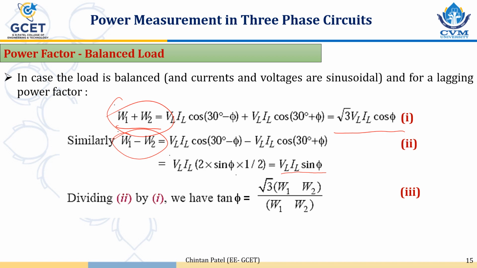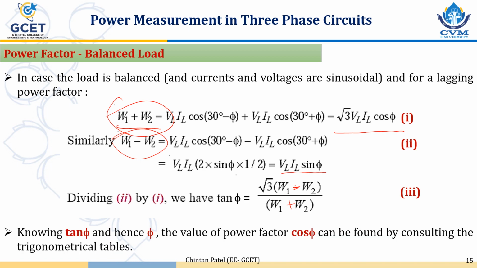then we will have tan phi equal to root 3 times (W1 minus W2) divided by (W1 plus W2). W1 and W2 are the two readings of the wattmeter. From this equation we can calculate phi, that is phi is equal to tan inverse of root 3 (W1 minus W2) upon (W1 plus W2). If you take the cosine of phi, you can calculate the power factor of the circuit. This is for a balanced load.